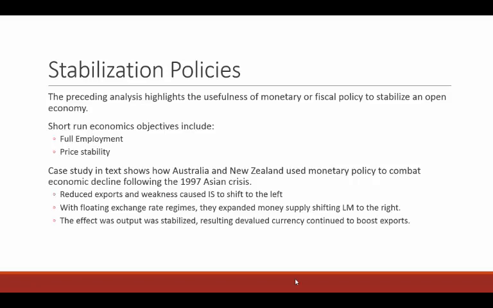The practice of using these tools is standard across countries, which is why monetary policy autonomy is something that countries wish to retain while operating as open economies. A case study is provided in the text relating to the 1997 Asian crisis, where the effective use of monetary policy in Australia and New Zealand allowed them to combat economic decline effectively.